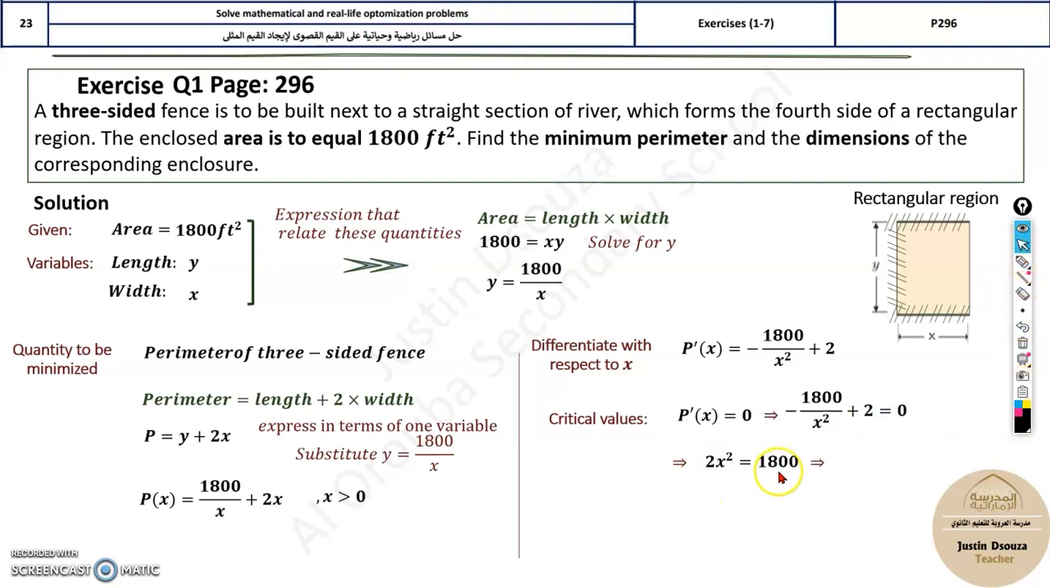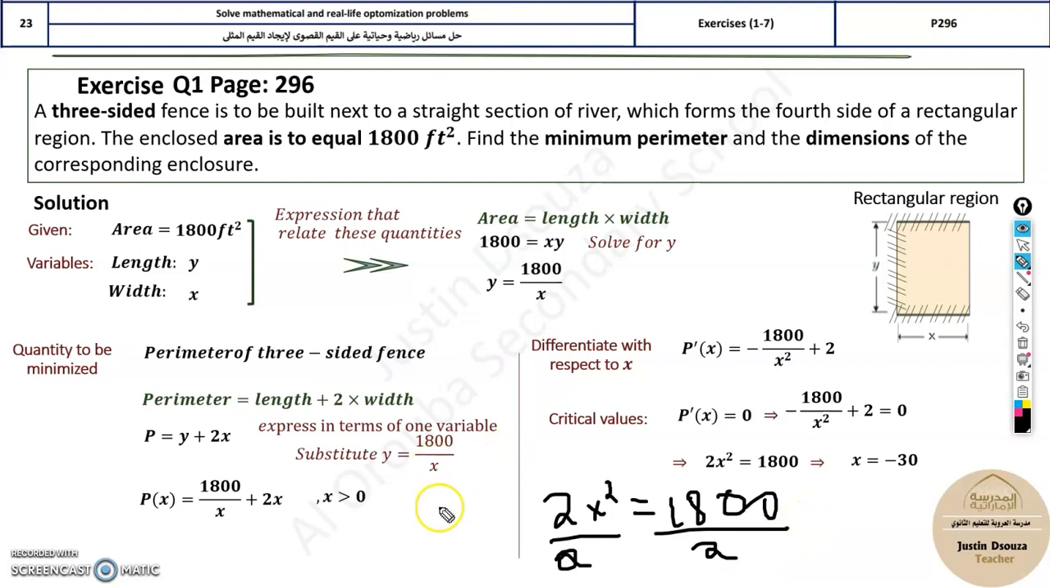And now divide 1800 by 2. It's directly done in calculator, but it's fine. You can do it like this. Divide both the sides by 2. You will have 900 over here, and x square will be 900. Square root of 900, the square root of 9 is 3, so it will be 30.